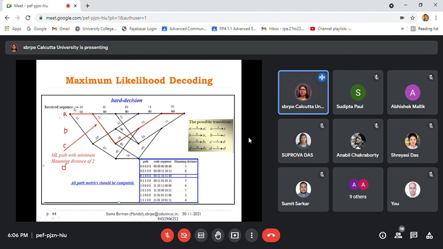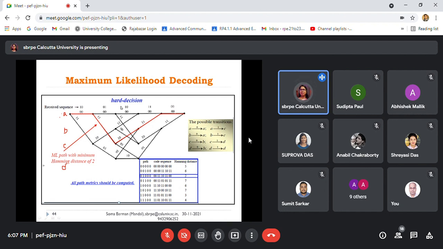Now the received code sequence is 1001 1011 00. So you don't know what the transmitted bit is, what is the transmitted bit that is encoded as 1001 101100. So you have to decode this thing, 1001, to get the information about the transmitted bit.